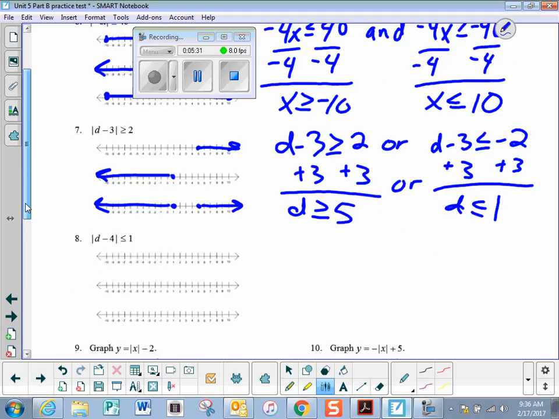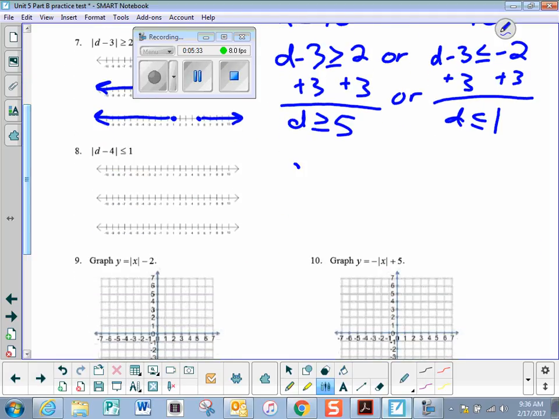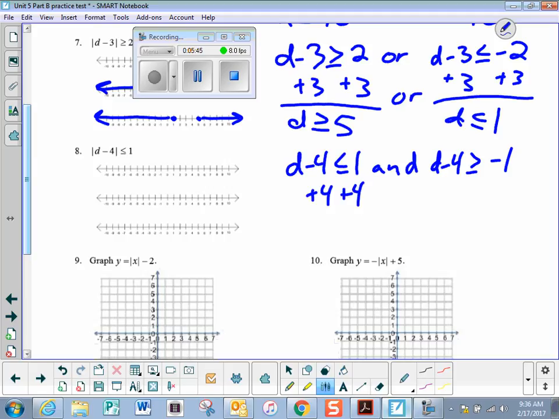Number 8. This will be another and. D minus 4 is less than or equal to 1, and D minus 4 is greater than or equal to negative 1. Add 4. D is less than or equal to 5.